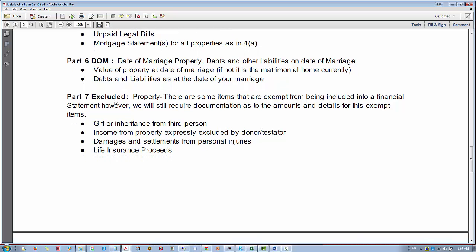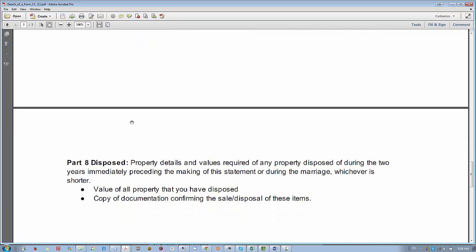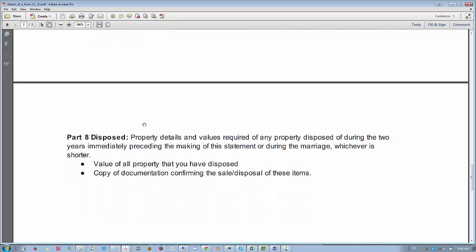And then we need to document anything that's excluded. This could be an inheritance or a gift, could be life insurance proceeds, could be, sometimes with families with the RESP, we hold that separate and exclude that out because really that's for the children. So then there's, of course, disposed of property. And this is basically a disclosure of any property or any asset that you may have disposed of in the last couple of years. So that's that.